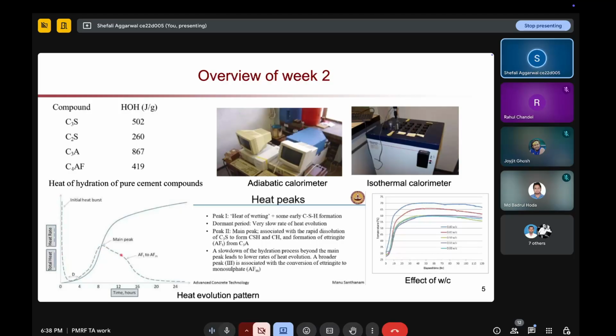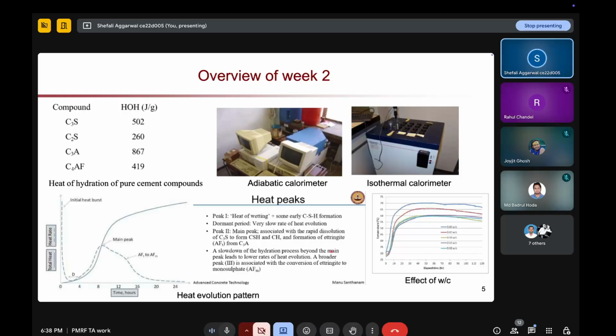So what happens if you have more ettringite formation? Your second peak will be much higher than this one, and that is not good for our cement properties, as it doesn't give good strength values, because if you have more monosulfate in your cement, it is not a good combination. And this is the general total heat evolved. So this is how a normal hydration curve looks like. If you have any doubt, you can ask me, or we will have some questions on the same thing, then we can discuss it.